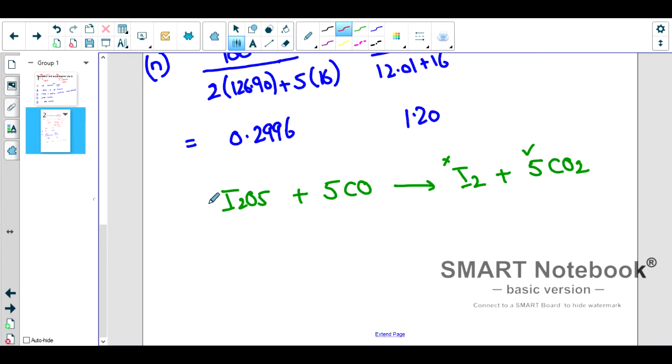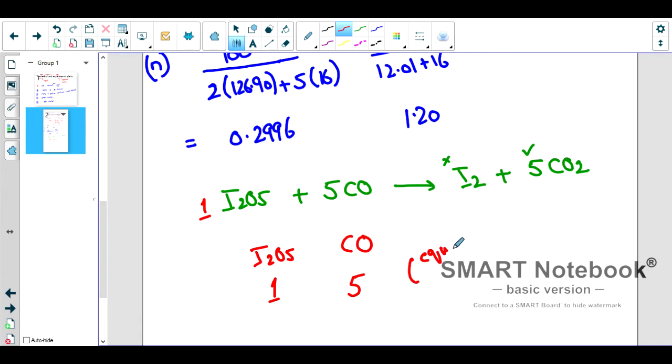According to the equation, you see, 1 mole of I2O5 is reacting with 5 moles of CO. This we can see from the equation. How I know it? From the equation. Your equation should be balanced. But the point is you don't have 1 mole, you have 0.2996 moles. So how much you need, you don't know, you can calculate it by putting an X. Do the cross multiplication.